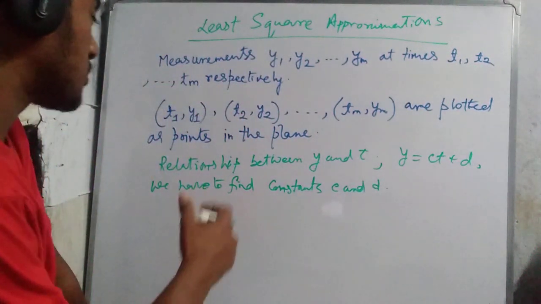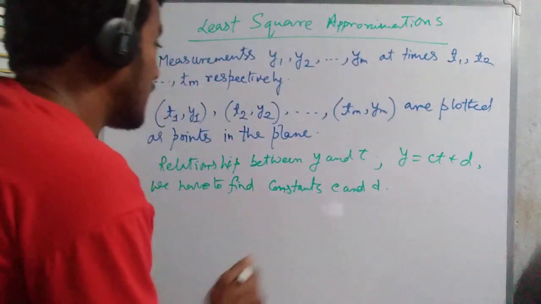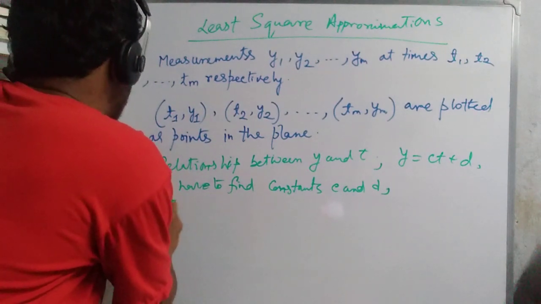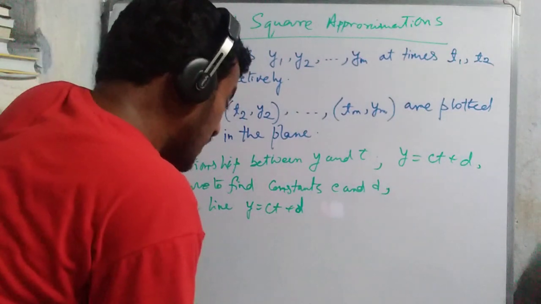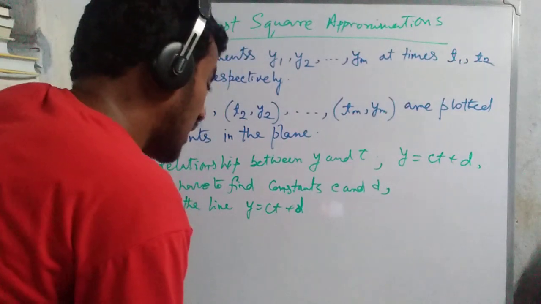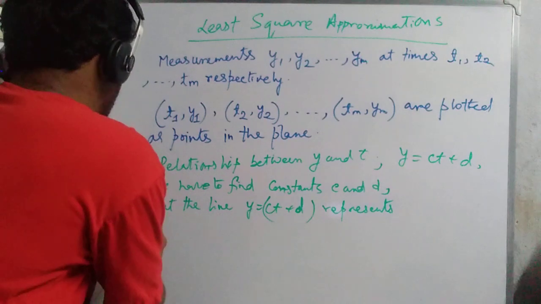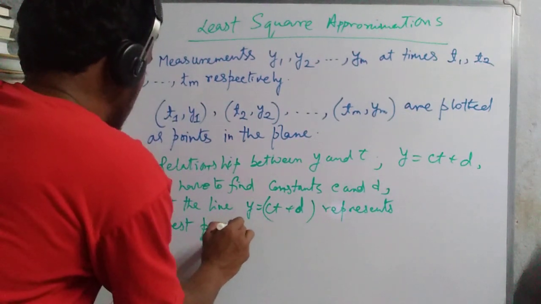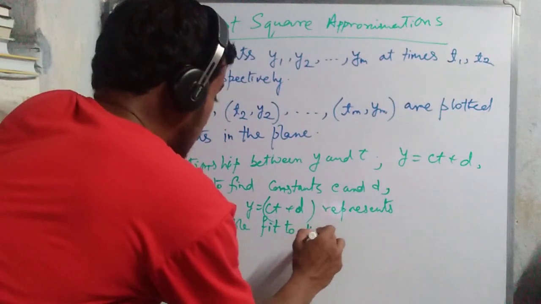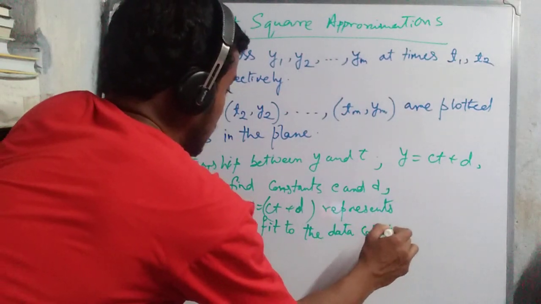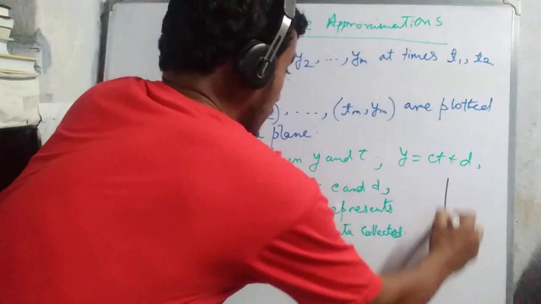So we find c and d so that the line y equals ct plus d represents the best possible fit to the data collected. Okay, understood.